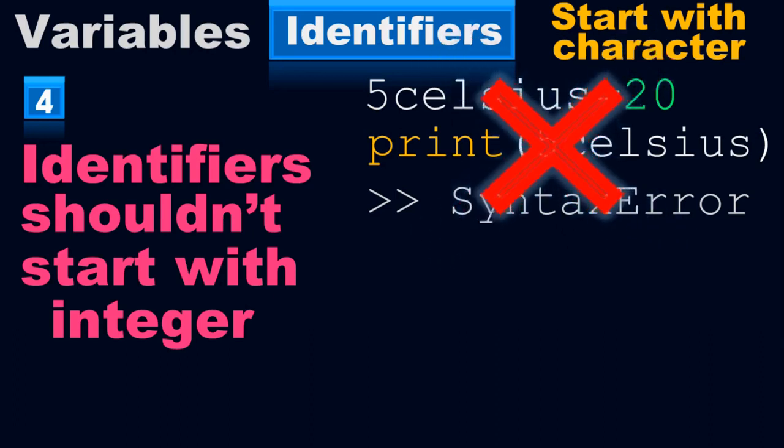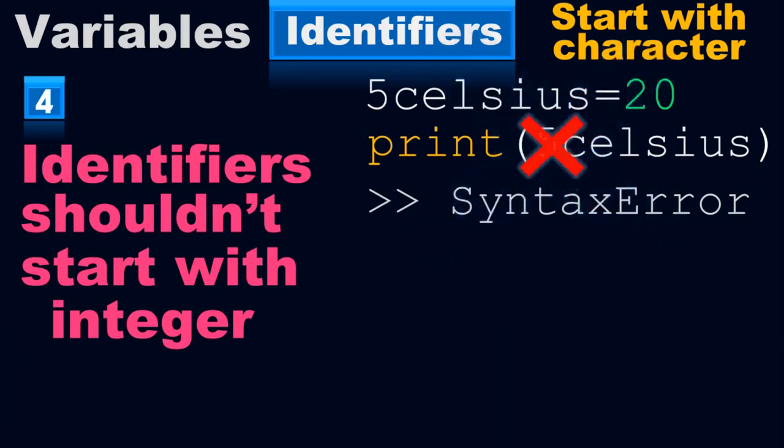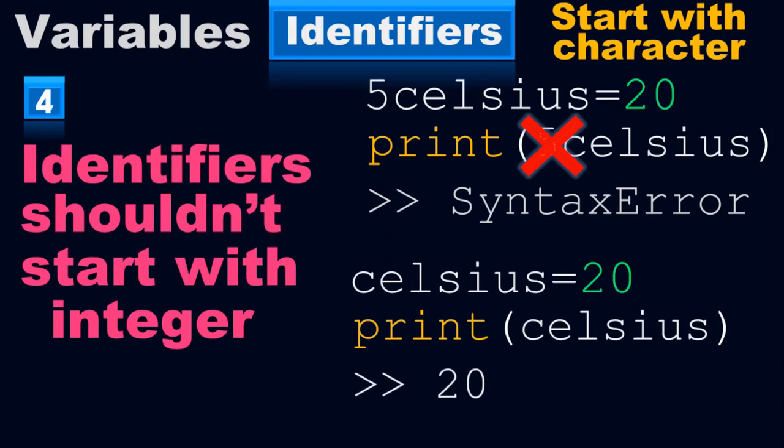So I can say that this is wrong. It is not the correct way. But what if I have Celsius equals 20? Now, if I take its print, it returns 20. Look, this time I don't have an integer here. It starts with the character Celsius. So Celsius is the name of the variable.